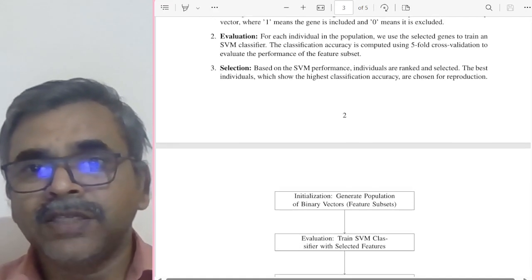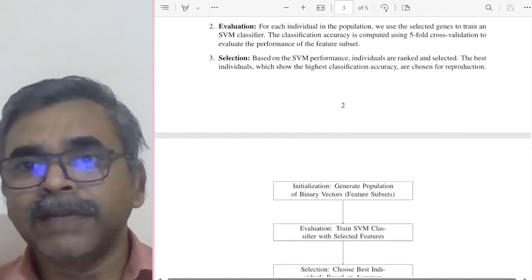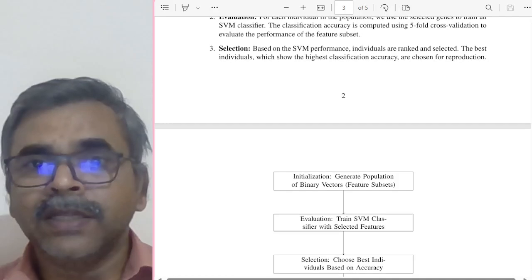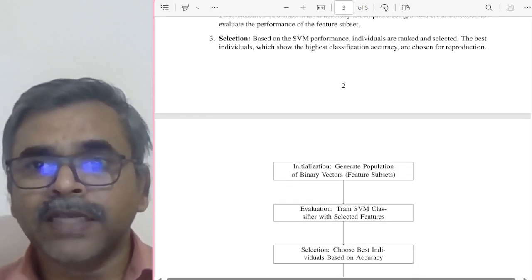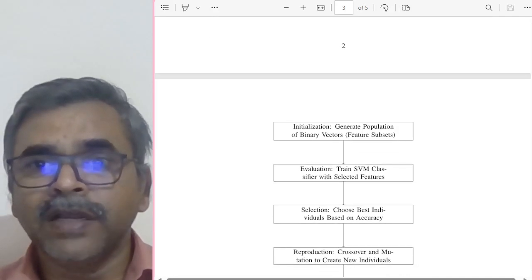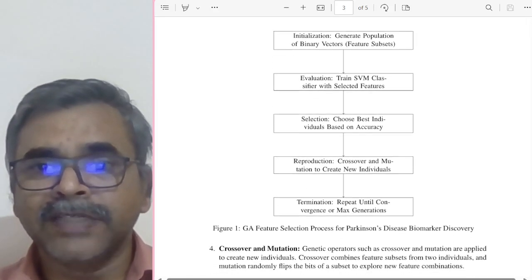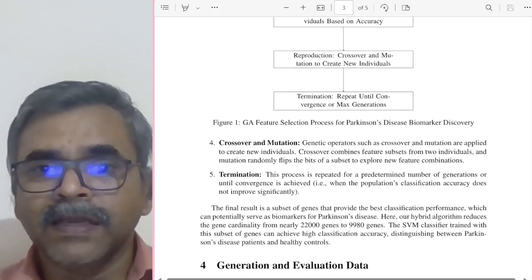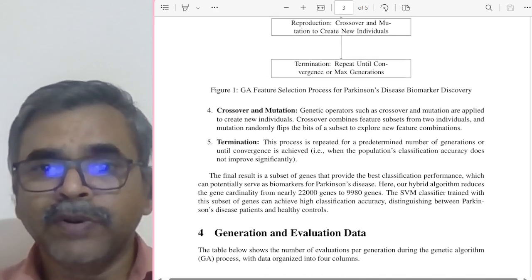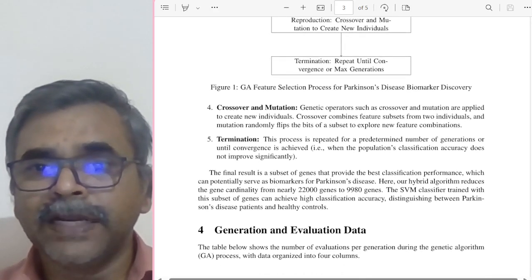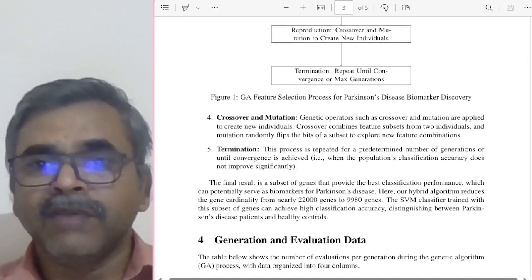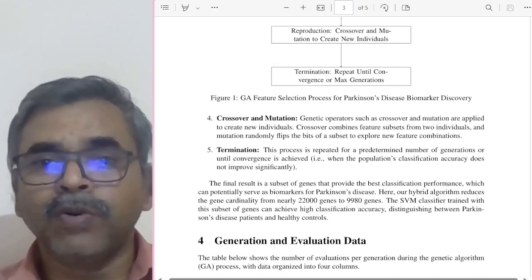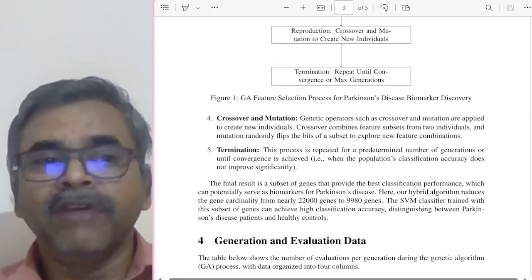The third is selection. Based on SVM performance, individuals are ranked and selected. So rank based selection is followed here. The best individuals which show the highest classification accuracy are chosen for reproduction. This is the mechanism, the protocol of the whole algorithm. And then we use crossover and mutation. Finally the algorithm terminates. For this I have made a Python script, and we allow this script to run up to 50 iterations.